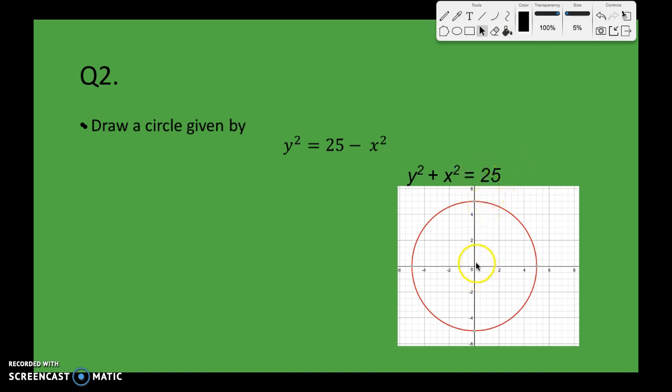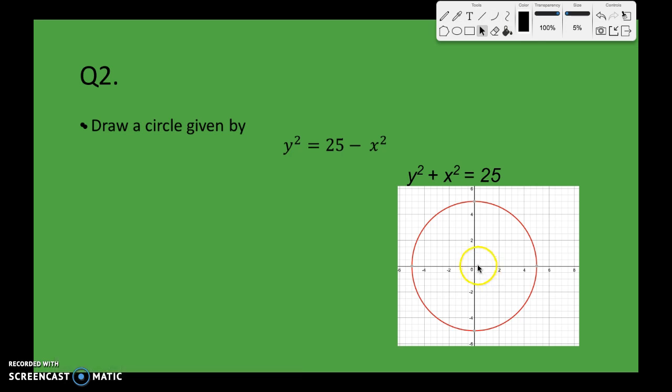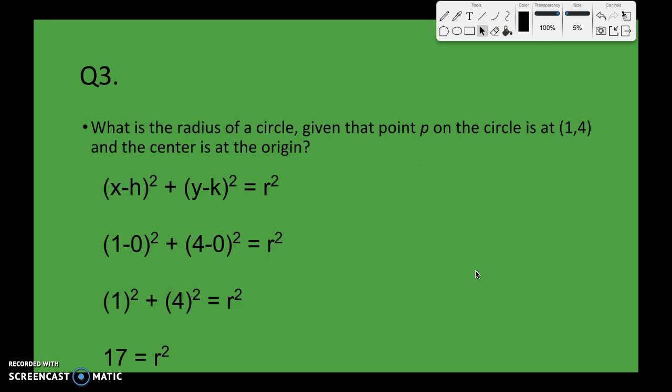In order to find that distance r, I just need to take the square root of 25, which gives me 5. Then I draw my circle since I know where my center is. In this case, my center is at (0, 0), because notice that this was the simplified form. The x is isolated, the y is isolated, so my center must be at (0, 0).